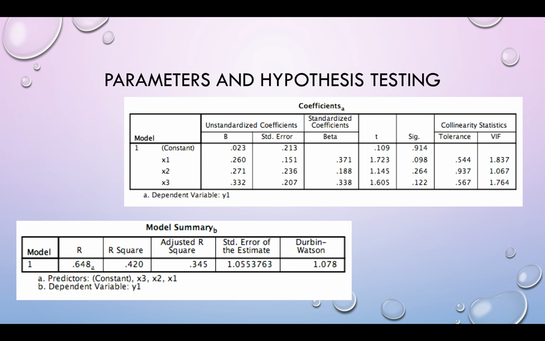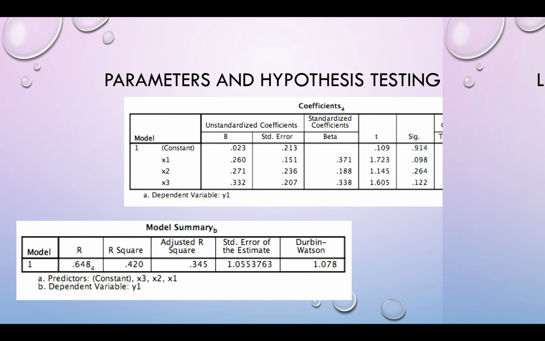X1, 2, and 3 now account for 21% of variance within the data in regards to the variance of y1. Before it was 24%. The VIF value should be less than 4, which they all are. And now looking at the model summary table, the Durbin-Watson number should be close to 2. Mine's 1.078, and it is not close to 2, so it violates the assumption of independent residuals.